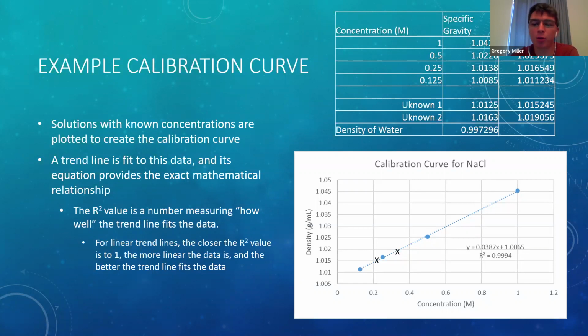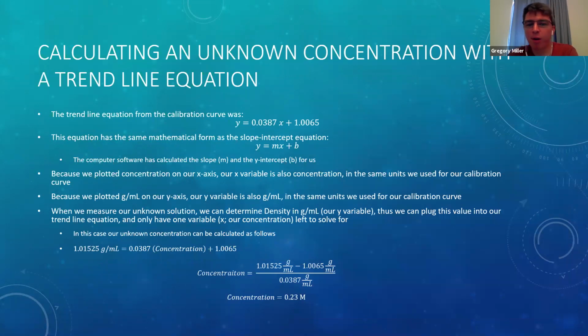So here's how we do the actual calculation. What we saw from the trend line equation is y equals 0.0387x plus 1.0065. That equation is written in slope-intercept form, which is y equals mx plus b. It calculates m, which is our slope, and b, which is our y-intercept for us. Because we plot concentration on the x-axis, the x variable will always be concentration. Same thing, we plotted density on our y-axis, so y will always be density.